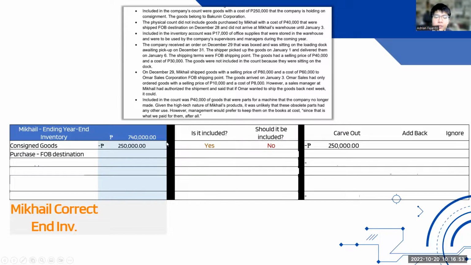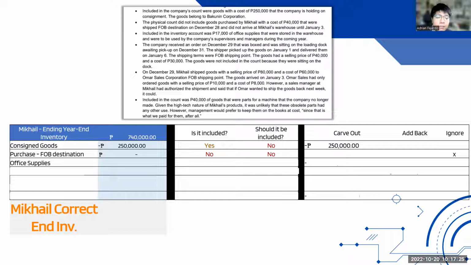So moving on, we have purchase FOB destination, right? So this is PDP, right? And PDP, or hindi siya PSP, right? Therefore, it should not have been included. And good thing, hindi nila sinama. Therefore, if it's not included and it should not be included, then we ignore, right? So no effect.